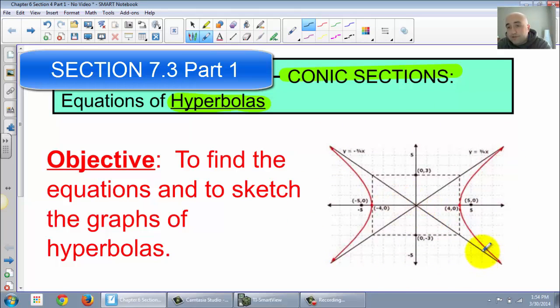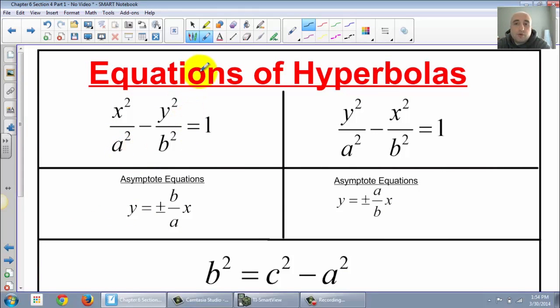So they're not really that hard. They're very similar to the ones that we've been doing. So let's get right into it. All right, so we're going to start with the equations of hyperbolas. And if you notice, they're very similar to what we've already done. Okay, but notice there are some differences.